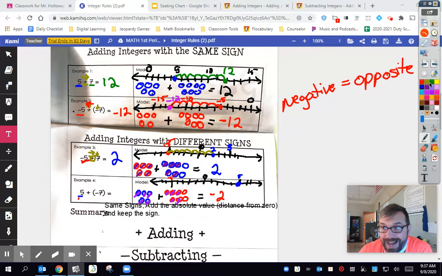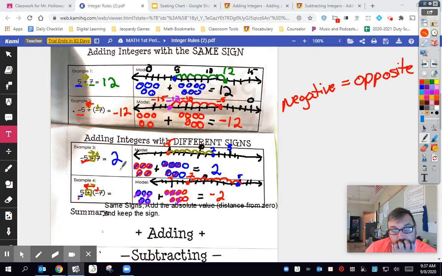And I am adding again. So because I am adding, I'm going to go to the right. Oh, but look, I've got this negative symbol. Negative symbol says I do the opposite. So I'm going to go to the left 7 places. 1, 2, 3, 4, 5, 6, 7. That puts me at negative 2. So you can see we found the same answer both ways.